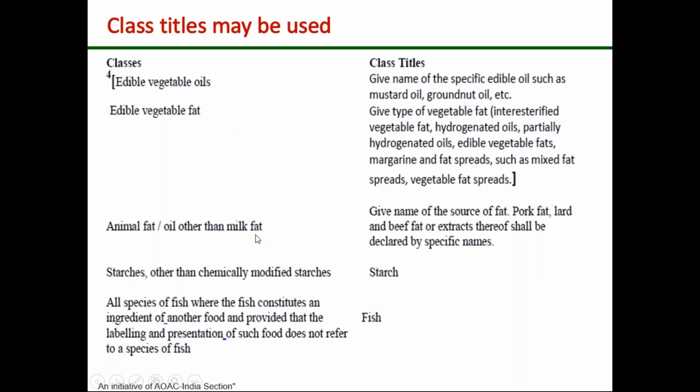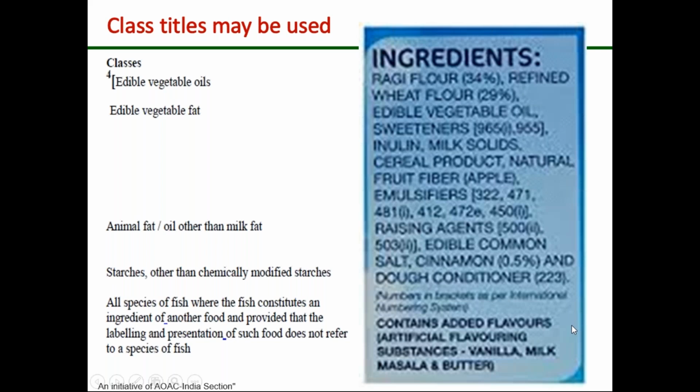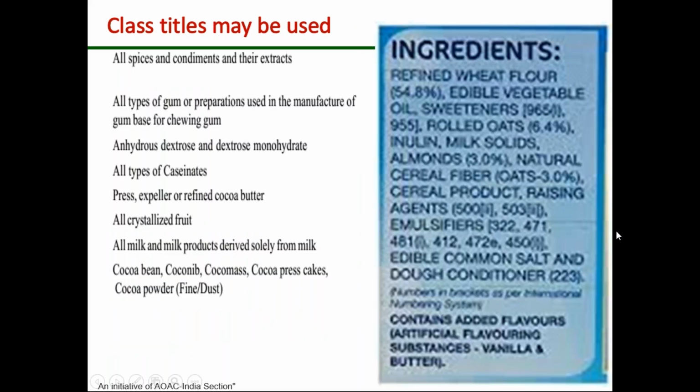If starch, or any form of chemically modified starch is used, you can just put starch. If any fish or any part of the fish is used as an ingredient, it can be listed as fish. The class titles are permitted. So if you look in this list of ingredients here, you see that edible vegetable oil, that is the class title, has been given. We also have the class titles.